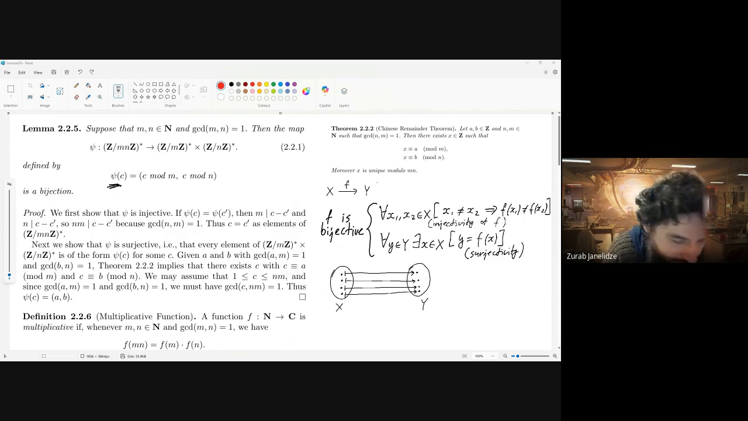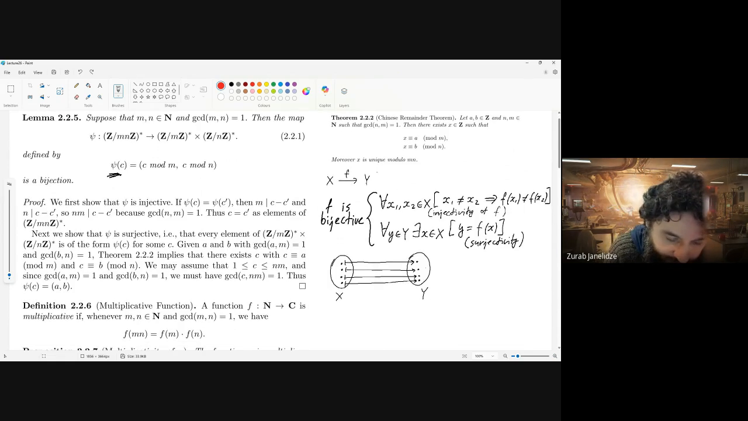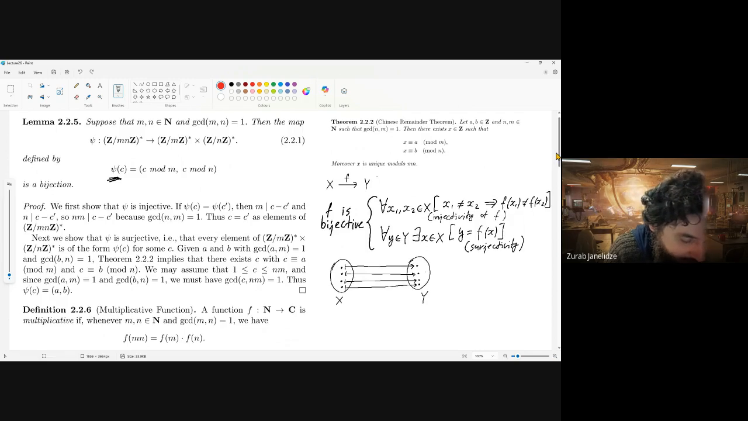All right, let's get started with the proof. The first line of the proof tells us that we are going to first show that the function defined here, the function psi, is injective.